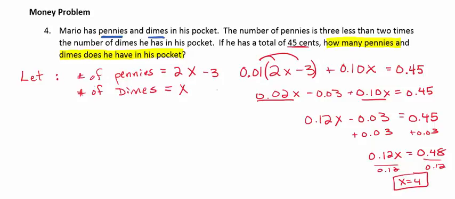So we have our answer: 4 dimes, and 2 times 4, or 8, minus 3, which is 5 pennies. So 5 pennies and 4 dimes. Please stay tuned for the question that follows.